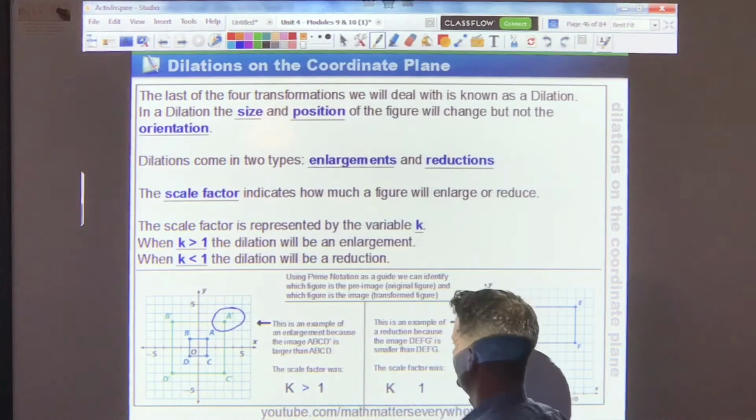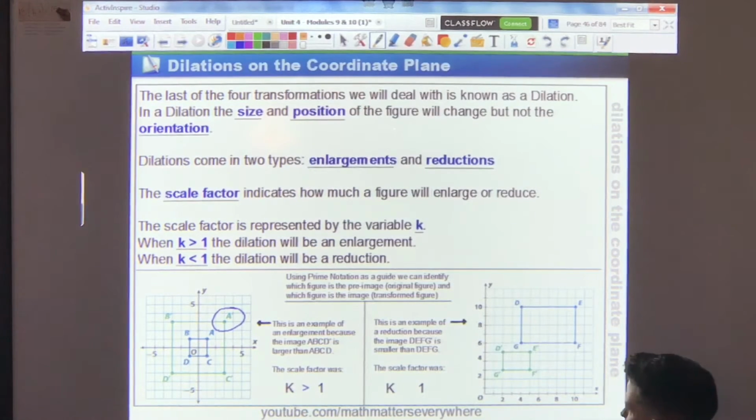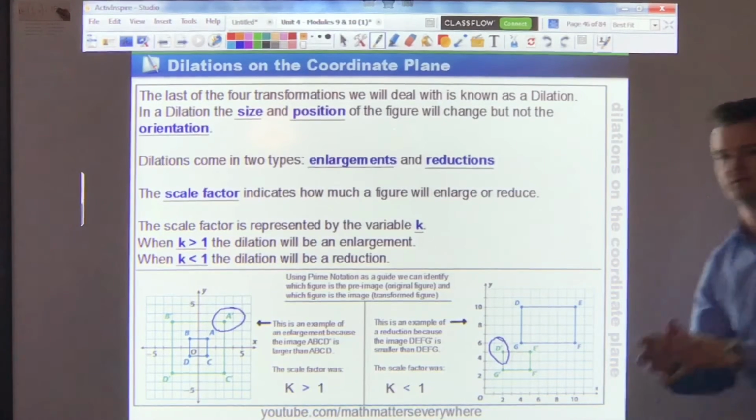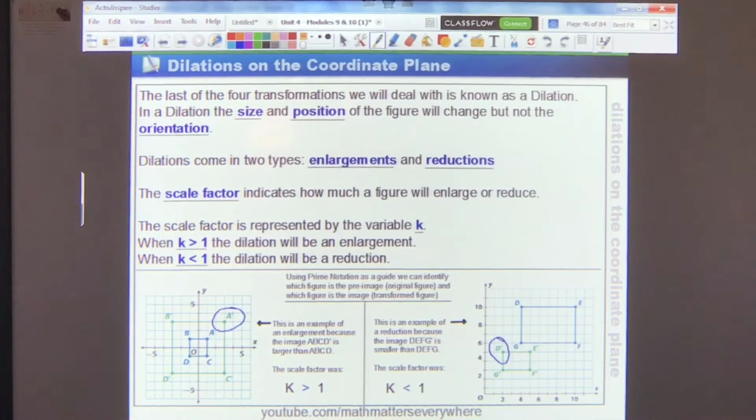We go to this one right here. We look at the prime notation. This is the one with the prime notation, so that is our image. That's where we ended. That's my preimage. That's where I started. Did this figure get bigger or smaller? Smaller, which means that here, the scale factor had to be less than 1. So, K greater than 1 gets bigger. K less than 1 gets smaller. What if K, the scale factor, was equal to 1? It stays the same.